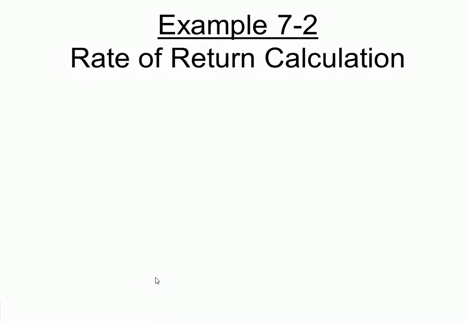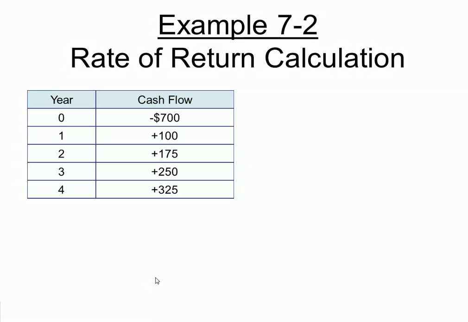All right, another example of the calculations of rate of return. So if you have these cash flows where we have negative 700, and then we have benefits 100 the first year, 175 the second year, 250 in the third year, and 325 in the fourth year, we can notice that every time the difference between the first year and the second year is 75. Between the second year and the third year is 75 again, and between the third and the fourth year is 75 again. So what it means is that the benefits are increasing by $75.